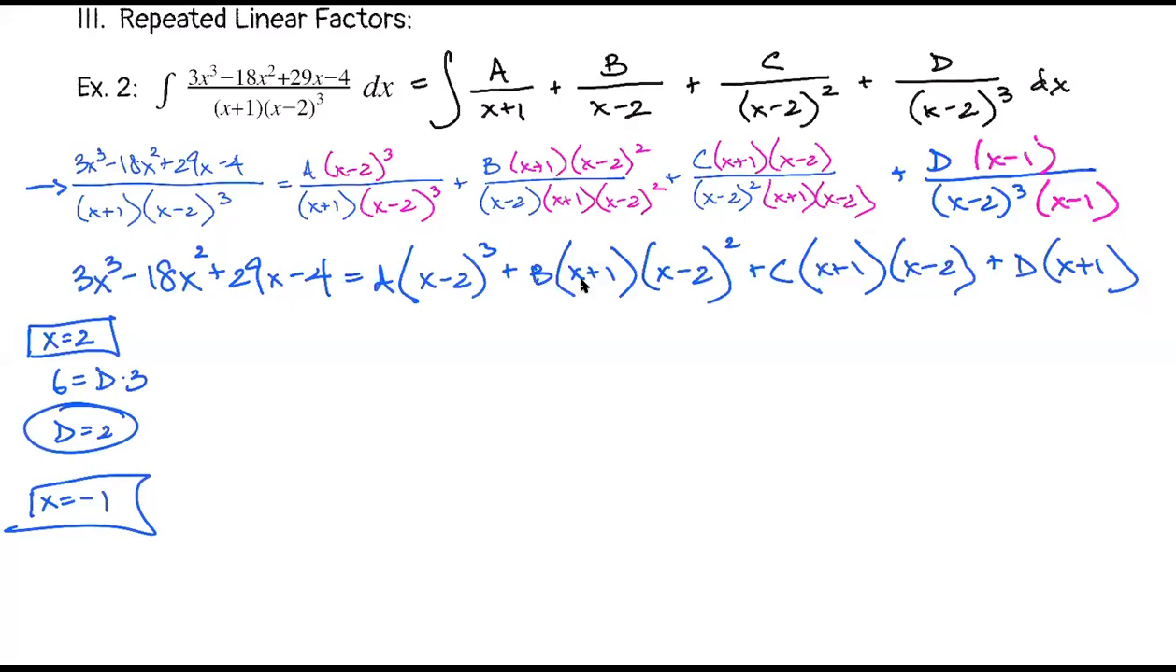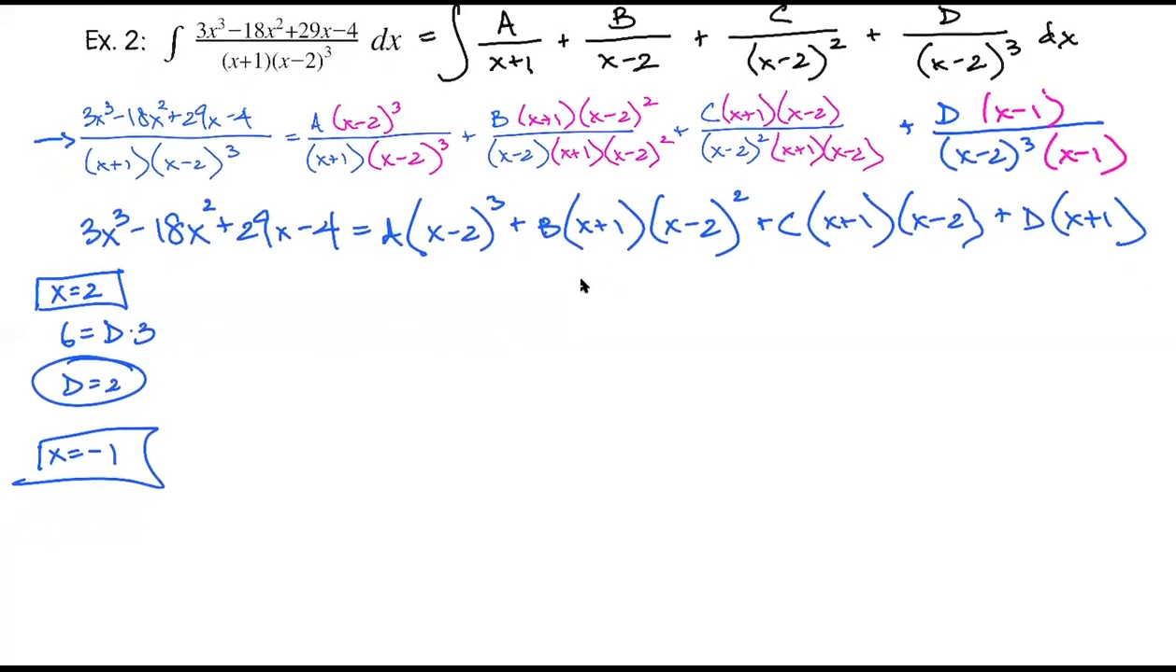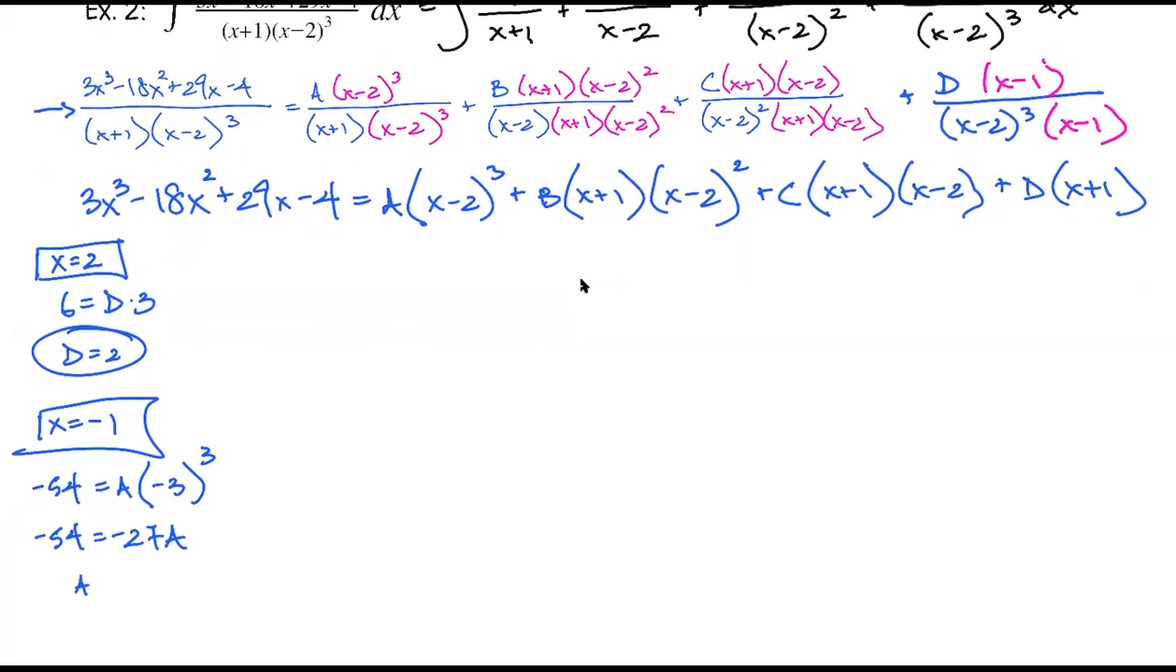All right, so when I plugged in 2, I was able to find D because all of the other ones went to 0, and I found D to be equal to 2. Okay. Now, when I plug in -1, I believe we get -54 on the left-hand side, so be really careful about your signs. And I believe we end up with a times -3 cubed. So that's going to give us -54 equals -27a, or a equals 2. Okay?